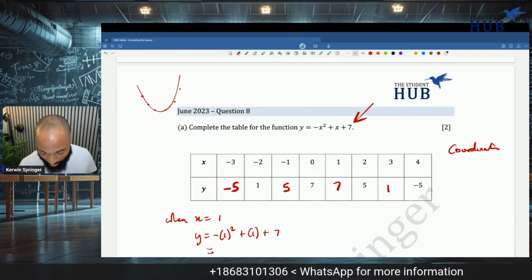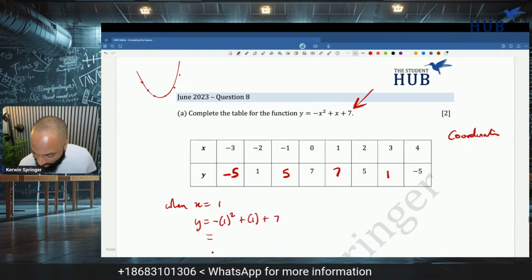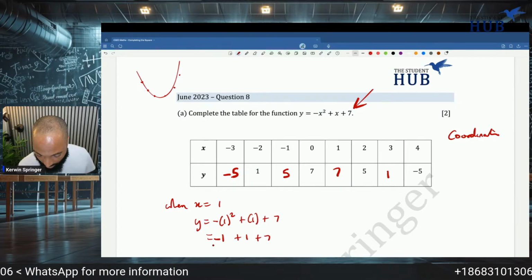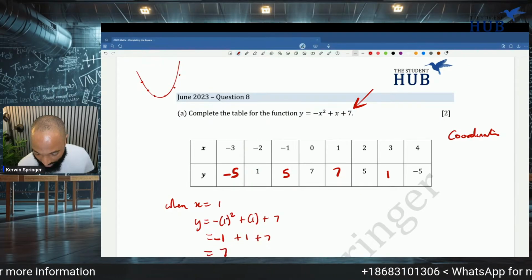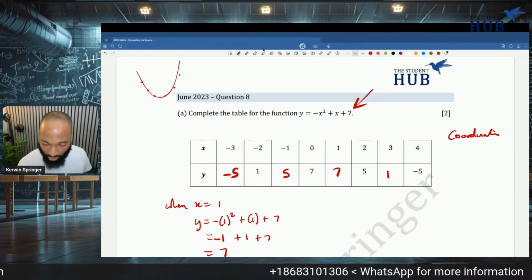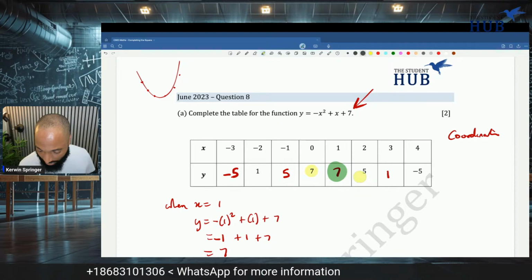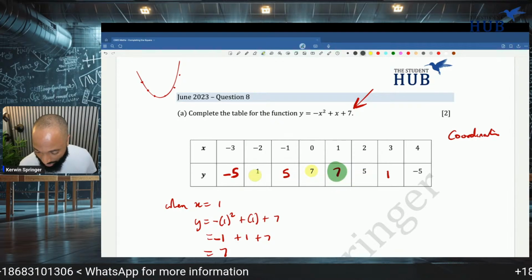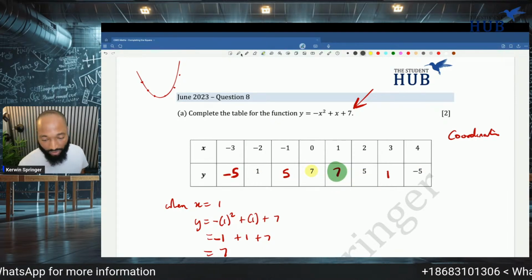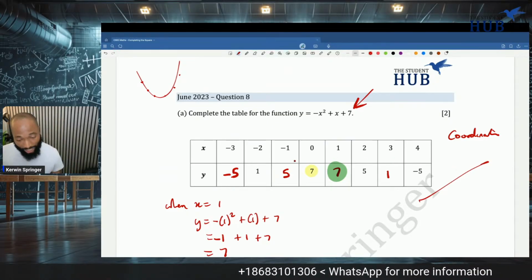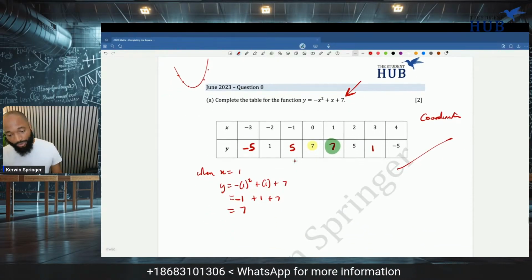Nah, sorry, they trapped me. What I'm trying to get? I'm getting negative 1 plus 7. Oh yeah, I am getting 7. Yeah, that's it. So this one is verified. So I'm sure that it's going to be symmetrical across here. So 7 will match with 7, 5 will match with 5, 1 will match with 1, negative 5 will match with negative 5. I've just figured out all of them there. So you could go and substitute and get the rest, but I'm pretty sure that's going to be the answer.